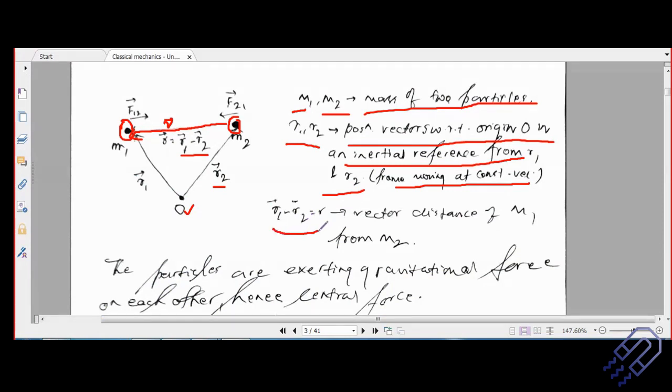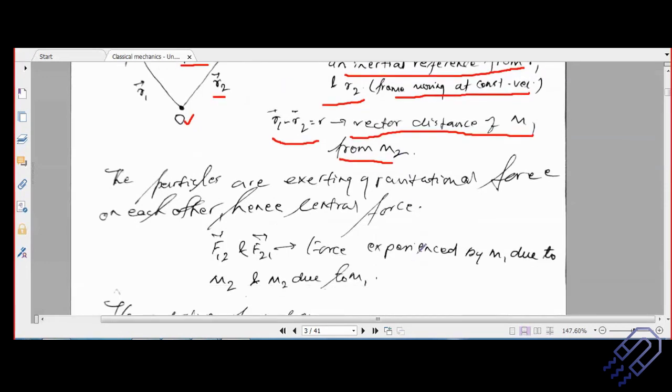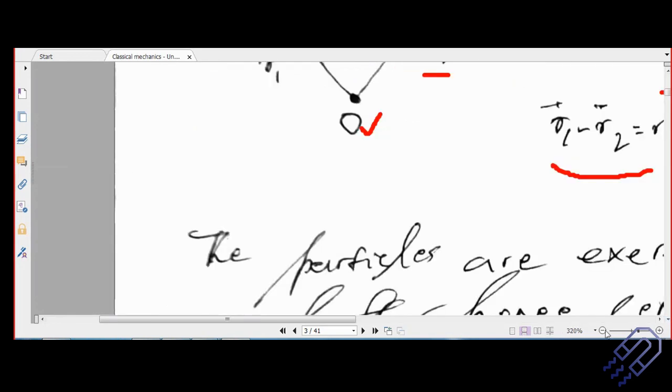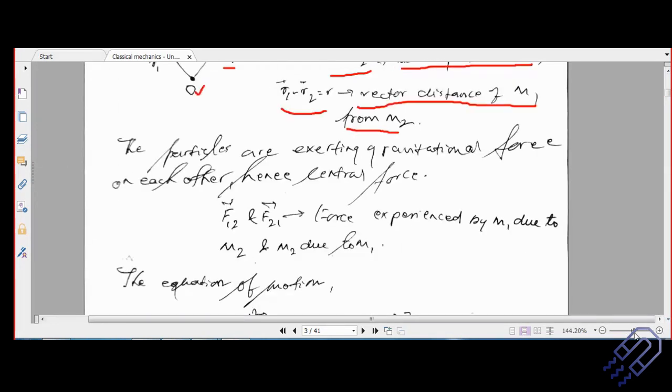Again, r1 bar minus r2 bar is equal to r bar, and this is nothing but the vector distance of m1 from m2. Let's represent everything in terms of vectors. That is very important. These particles are exerting gravitational force on each other, right? They exert a gravitational force because they have masses, and thank God they don't have charge, otherwise we would also have to consider the Coulomb force. Right now we're not considering that. They're exerting gravitational force on each other, hence central force. If they had charge, then we would consider only the Coulomb force.